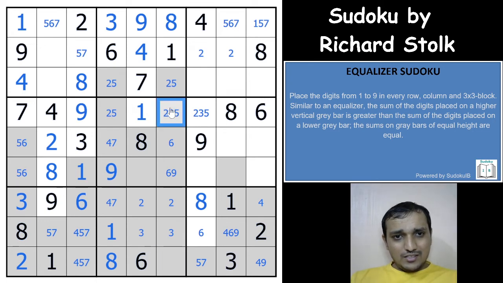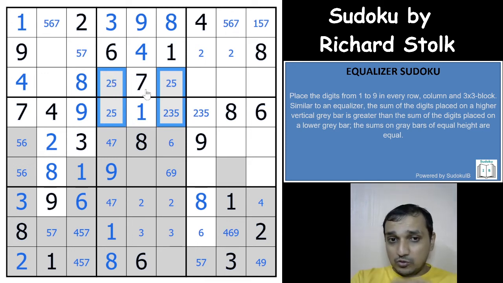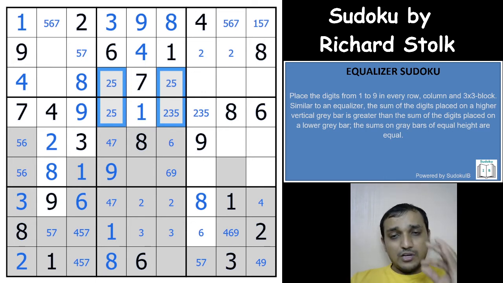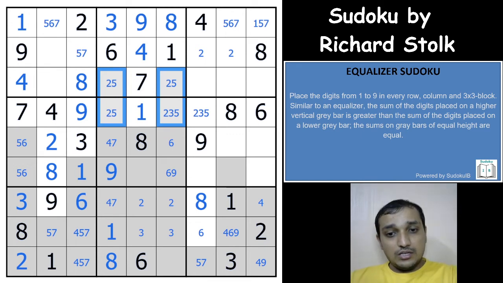I can directly write that this would have to be 3 using the uniqueness trap here, because that is not even affecting the constraint rule, or else you have to be very careful when using a uniqueness trap in a variant Sudoku. You have to look if the constraint is being affected or not. That is the most important thing while using a uniqueness trap logic.